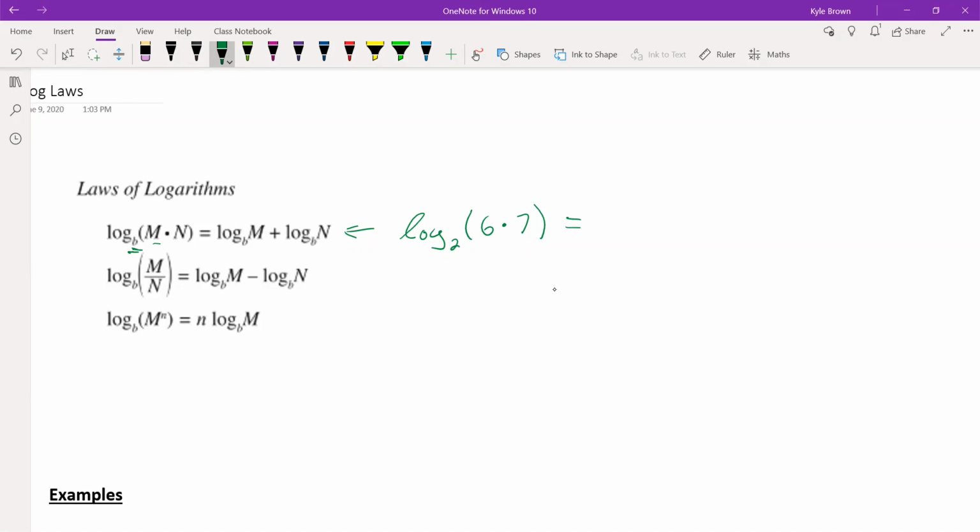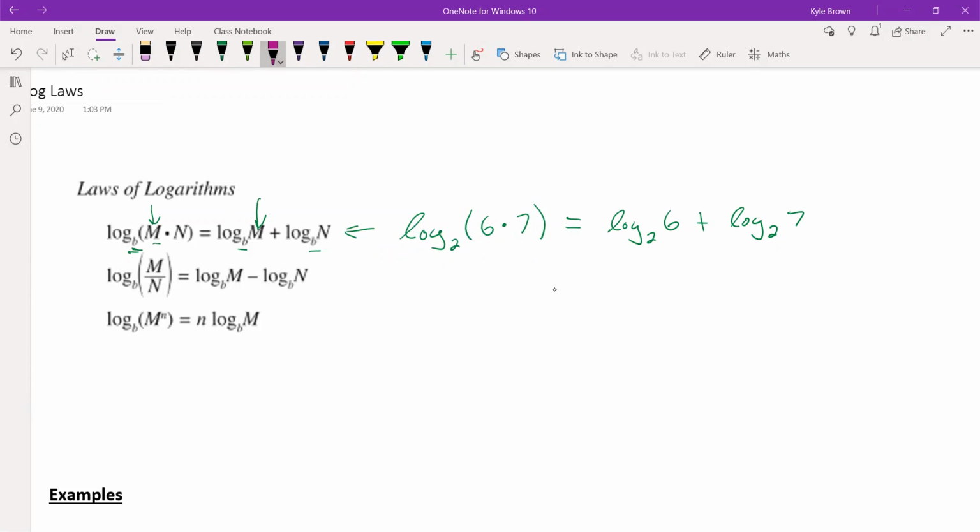I could write this out as log base 2, so base B, the same base, of 6, that's the M there, and then plus log base 2 of 7. So in the end, they're just saying that log base 2 of 6 times 7 is the same thing as log base 2 of 6 plus log base 2 of 7. So that's just our first log law: you can split those guys up. You can write them either way. So that's your first log law.